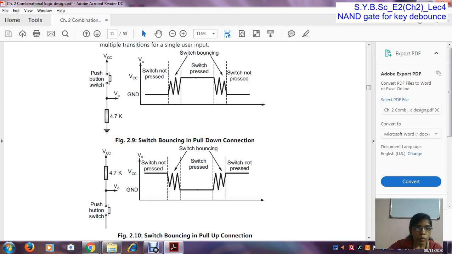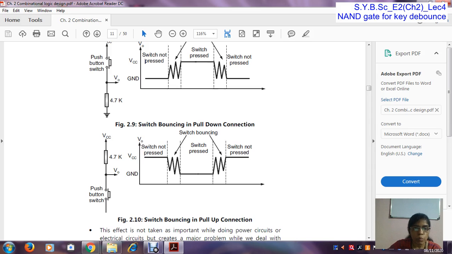Okay, so switch bouncing in pull down connection and switch bouncing in pull up resistance.